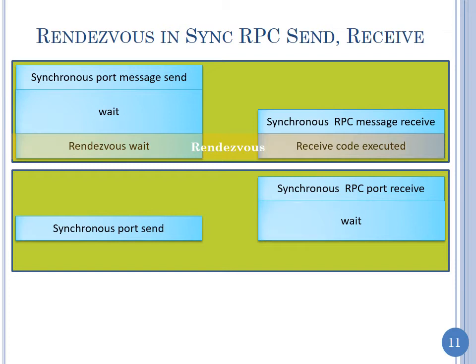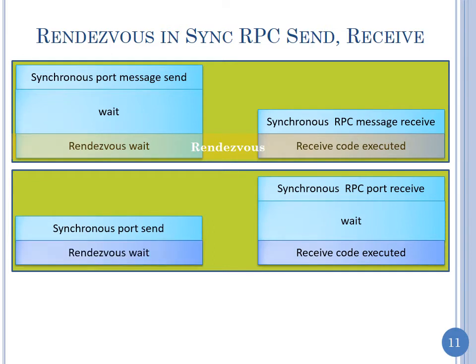Okay, this is the other end situation where the receiver started waiting for a message to arrive, and when the message arrives, it executes the code, and at this point, both are waiting, and they are in rendezvous. So rendezvous occurs in both cases. In one case, the sender waits for a longer time. In the other case, the receiver waits for a longer time. So you see that there's waiting involved in both cases.